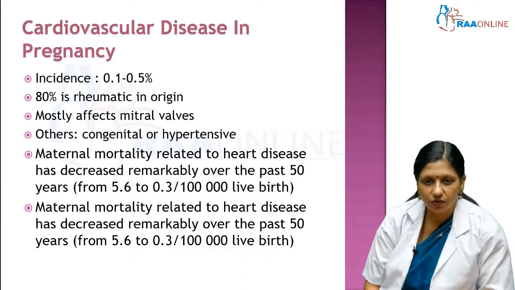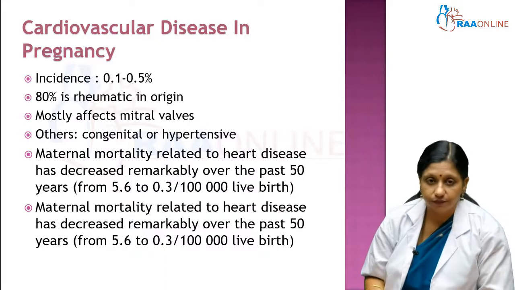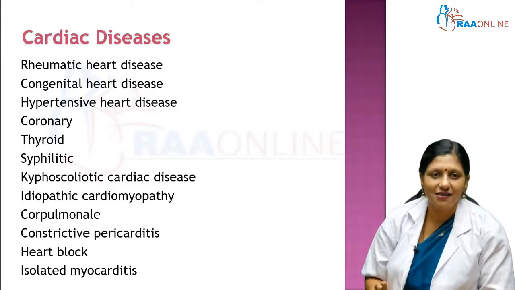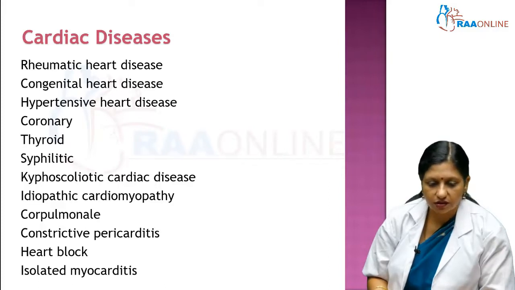Maternal mortality related to cardiac disease has decreased remarkably over the past 50 years, and it has also led to a decrease in maternal morbidity. So, the common cardiac diseases in pregnancy, if we were to enumerate, would be rheumatic heart disease, congenital heart disease, hypertensive heart disease, coronary artery disease, thyroid disorder, syphilitic disease, kyphoscoliotic cardiac disease, idiopathic cardiomyopathy, cor pulmonale, constrictive pericarditis. It could be heart blocks or isolated myocarditis. So, there is a wide spectrum of these disorders.